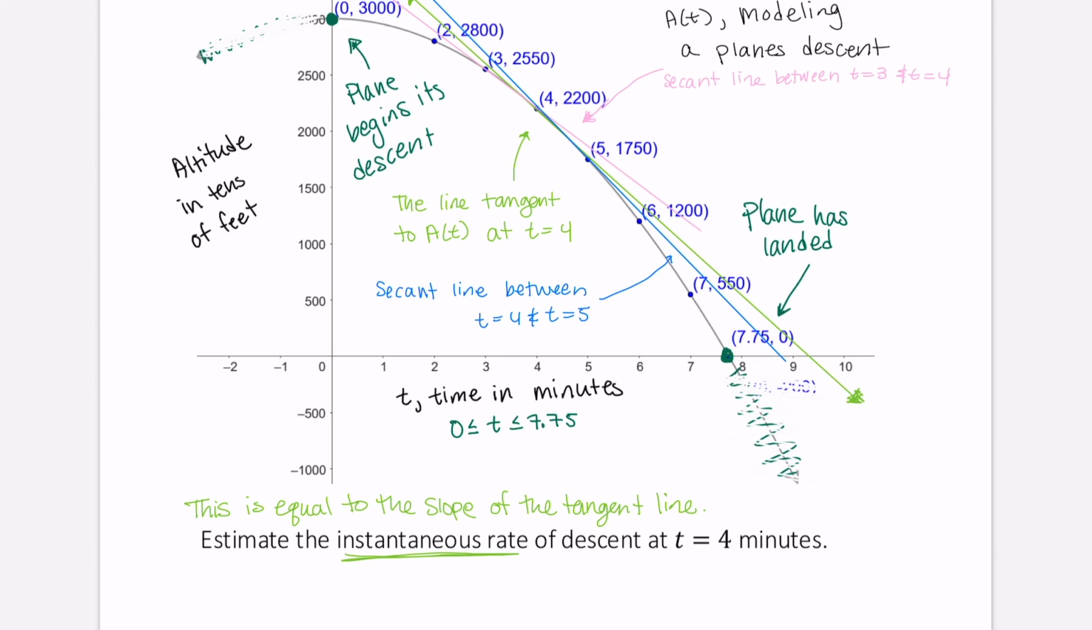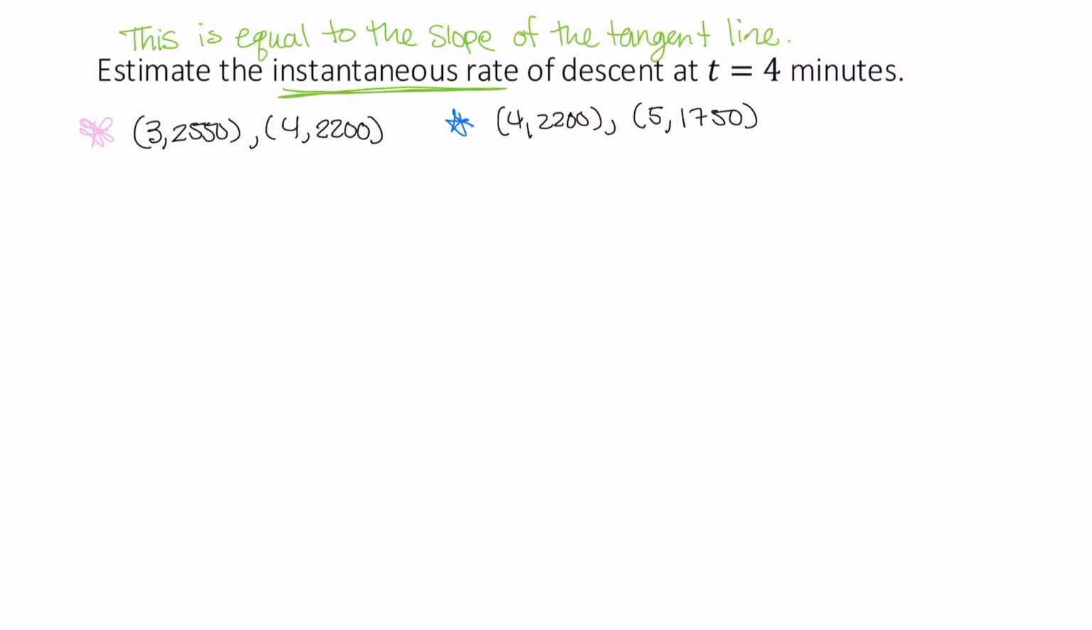So the first thing we need to do is let's gather up some information. So for our pink secant line here, I know when t equals 3, A of t equals 2,550. And when t equals 4, A of t is equal to 2,200. And then for our other secant line, when t equals 4, that's one of our points. We already have that information. We're also using when t equals 5, A of t is 1,750. All right, so let's look at this one first.